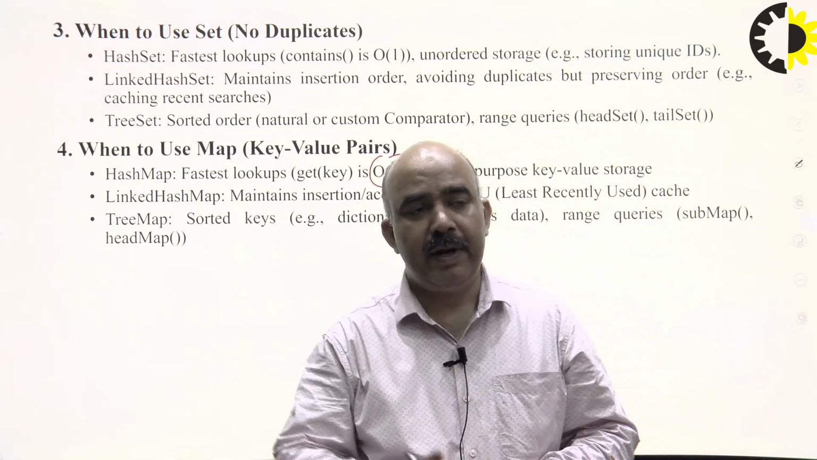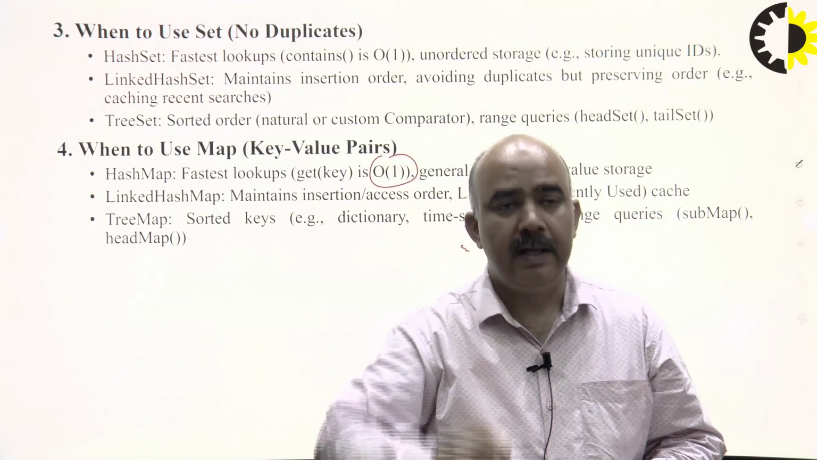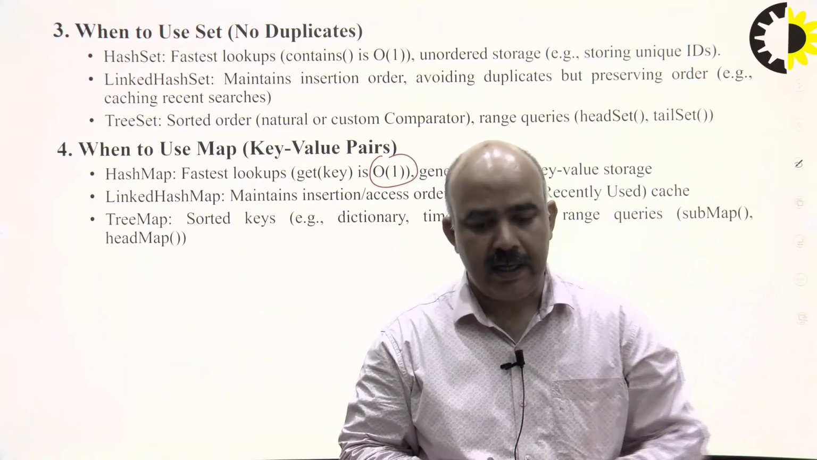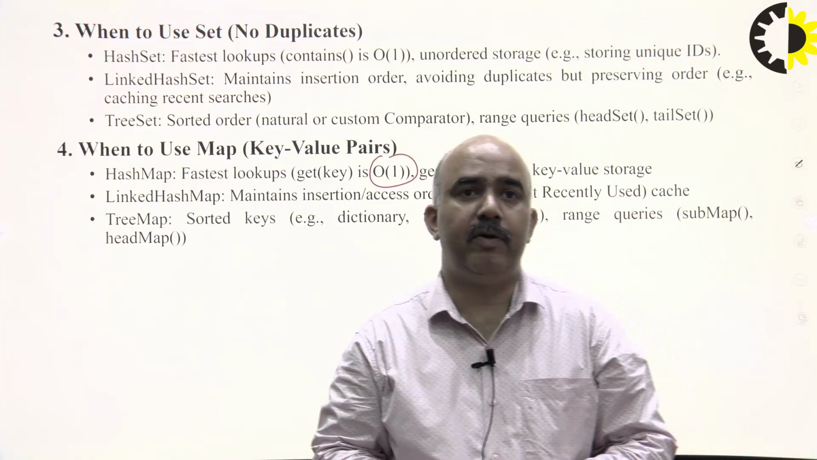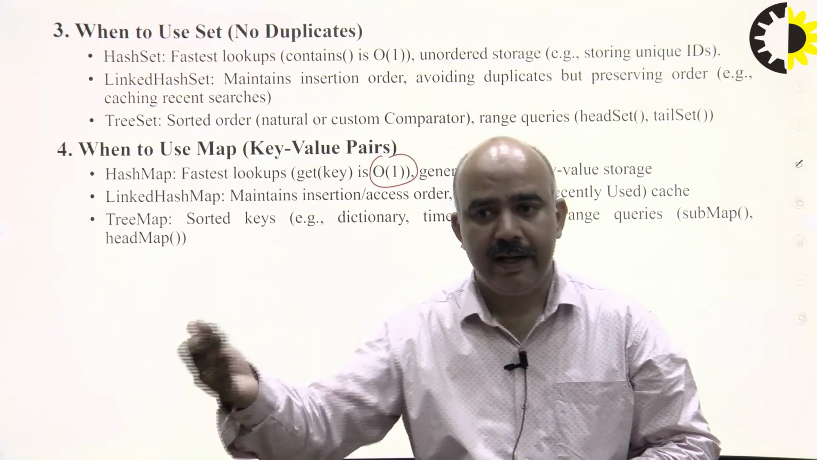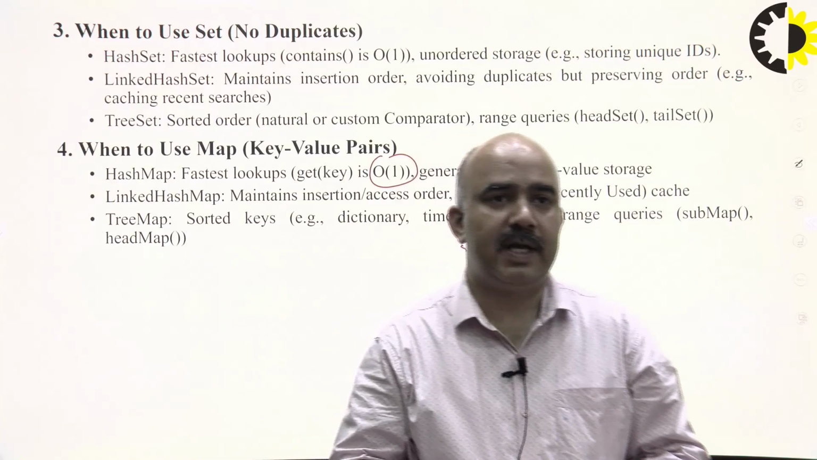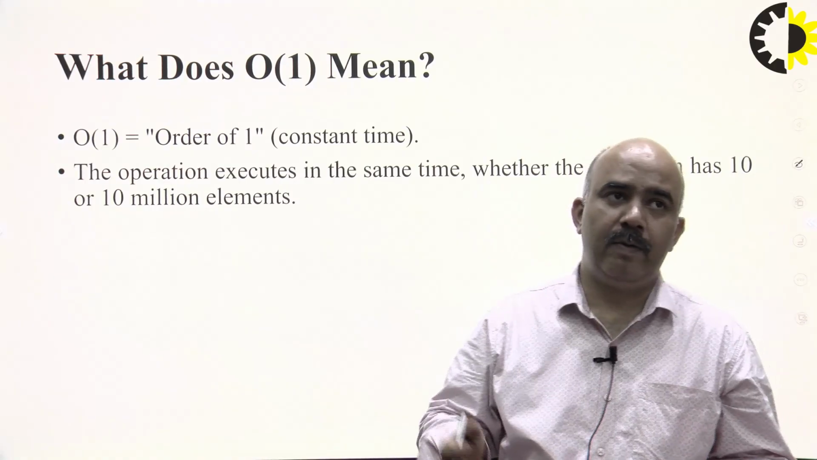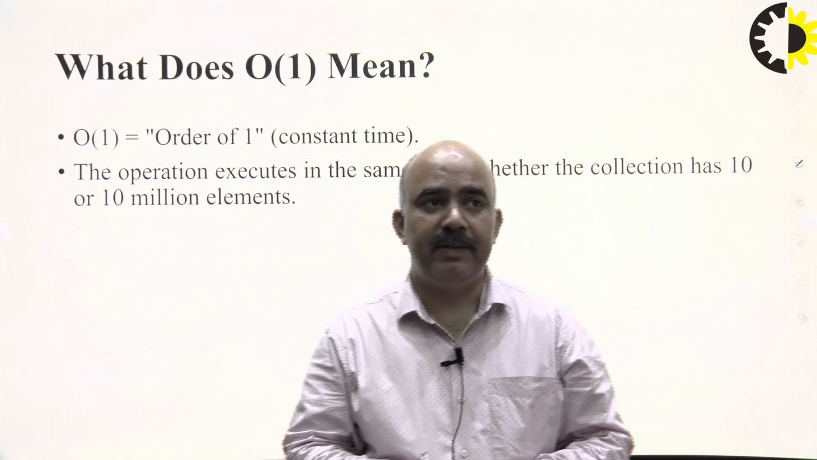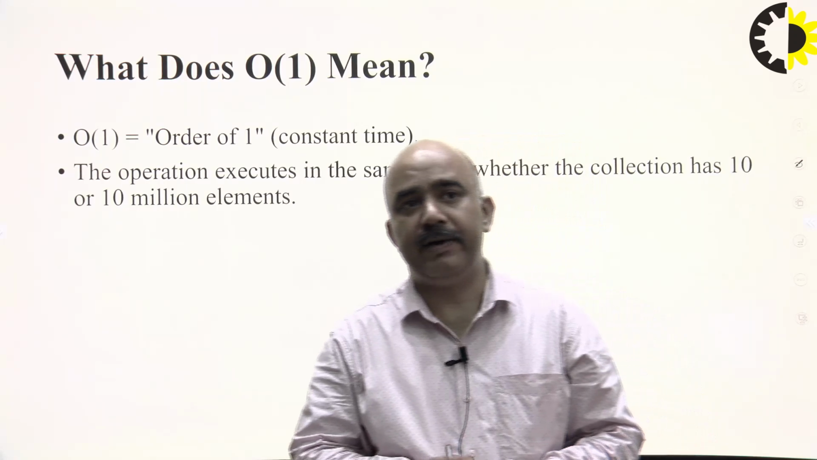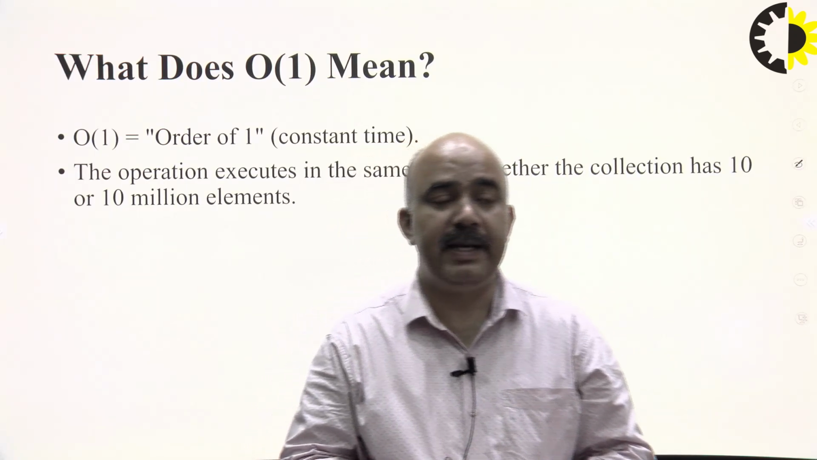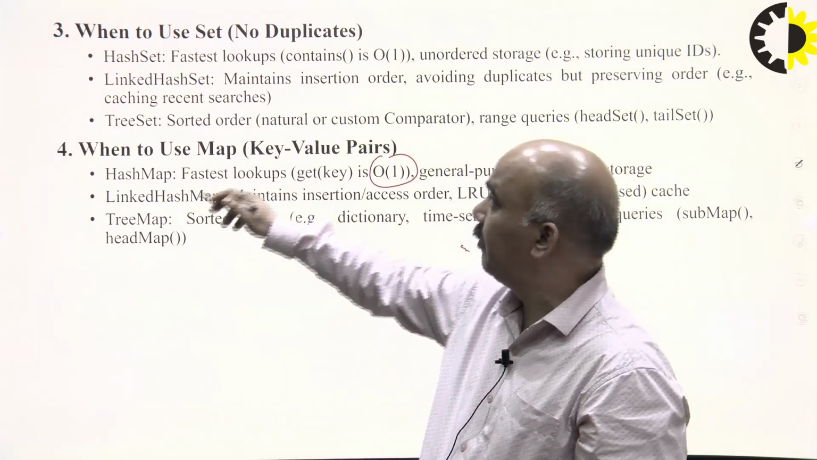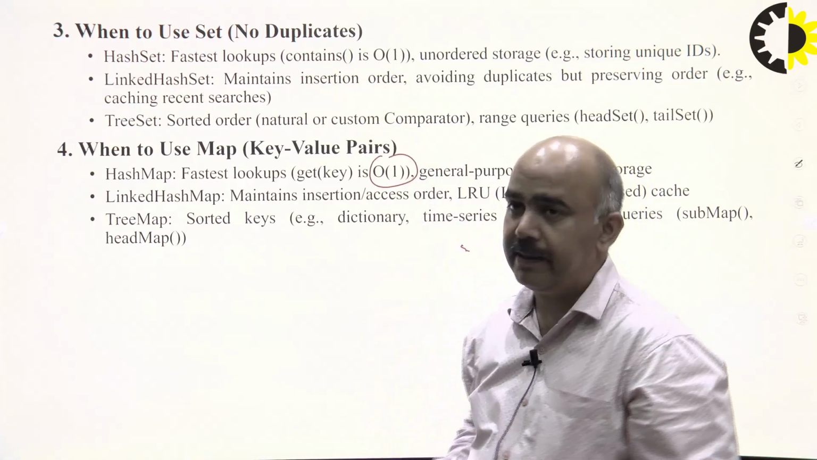In a dictionary, all the alphabets are in alphabetical order, and on the basis of that order we have the meanings of those words. Range queries and sum maps can be used here. Here, O(1) means the order of constant time. The operations are executed in the same time whether the collection has 10 or 10 million elements. So the constant time is O(1) with respect to hash map or hash sets.